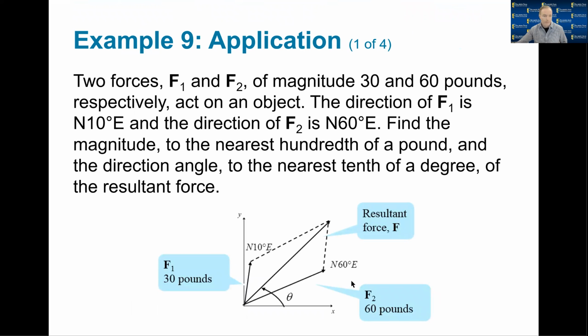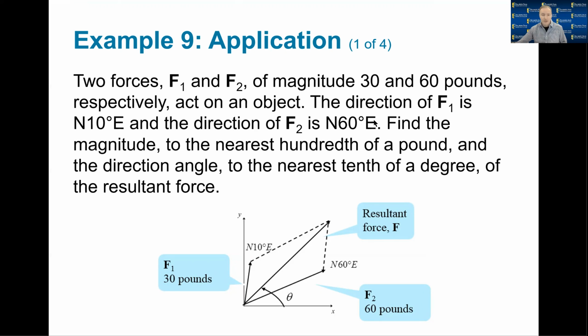Now, much better application. Gorgeous problem. If we have two forces, F1 and F2, of magnitude 30 and 60 pounds respectively. So F1, 30-pound force, F2, 60-pound force. That's why I've tried to draw F2 twice the length of F1. Now, I need to find the resultant of both of their forces.